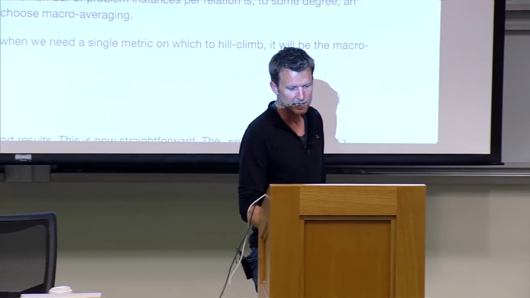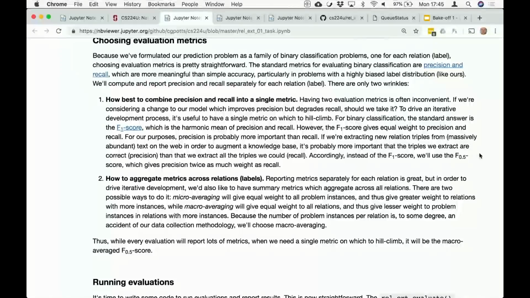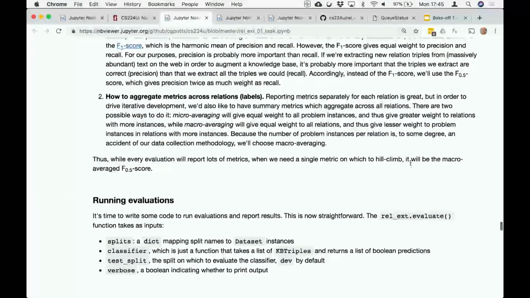And the way to do that is using the F0.5 score, which, it's a little bit counterintuitive, but gives twice as much weight to precision than it does to recall. And sklearn makes it easy to calculate that.